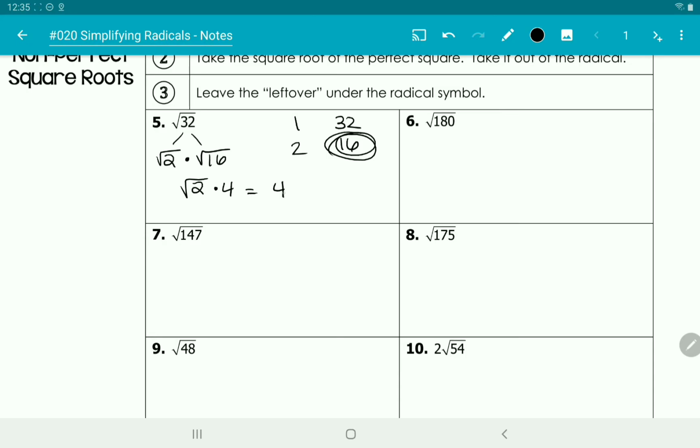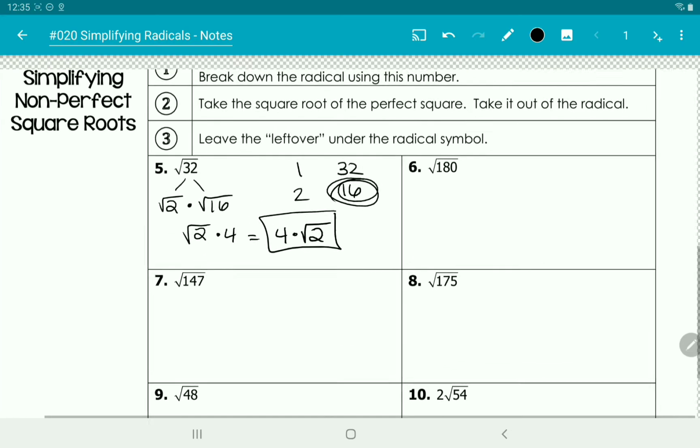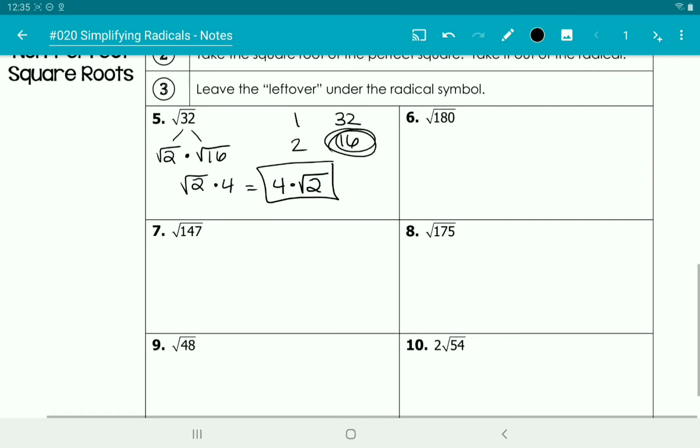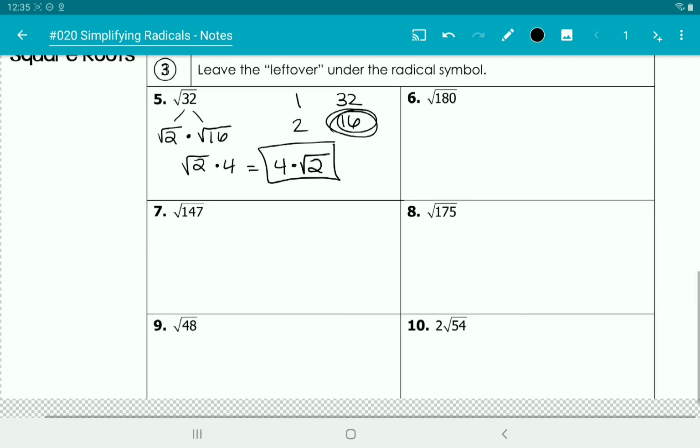And then we're going to put that in front of that to make it a little neater so that it doesn't look like the 4 is underneath the square root. So you write out the factors of the number underneath the radical until you actually find a perfect square. Then you're going to take the square root of the perfect square and take it out of the radical. And you're going to leave the leftover, or whatever's left, underneath the radical.